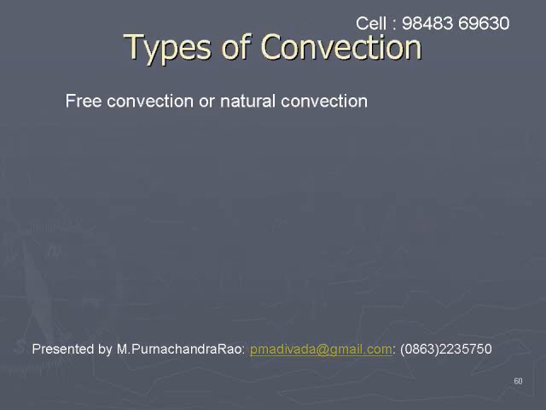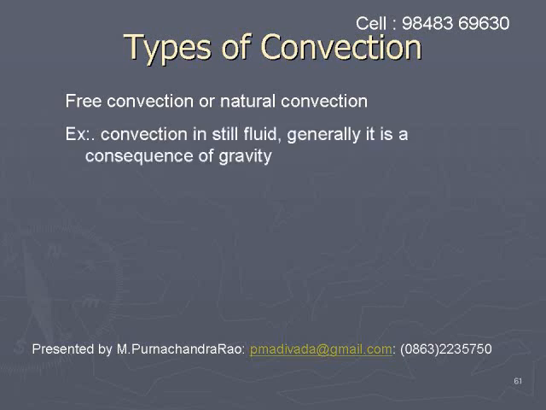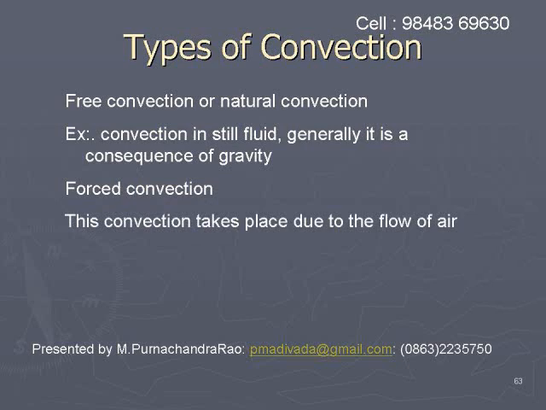Types of convection. Convection is of two types: free or natural convection, and forced convection. The free convection takes place in fluids. Generally, it is a consequence of gravity. Forced convection: this convection takes place due to the flow of air.